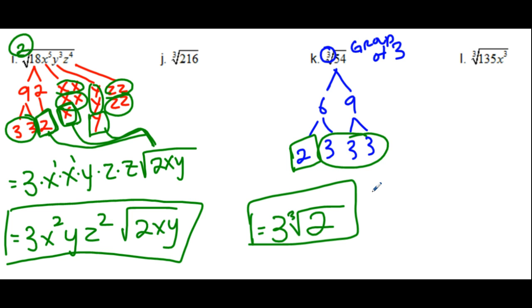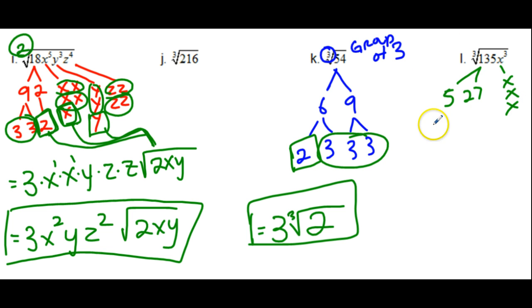Alright? Should I do one more? Yeah, why not? So we have cube root of 135 x to the third. Alright, so we're going to break this down. 135, let's break it down. Let's divide that by 5. So 5 times 27, right? And then x, we have 1, 2, and 3.